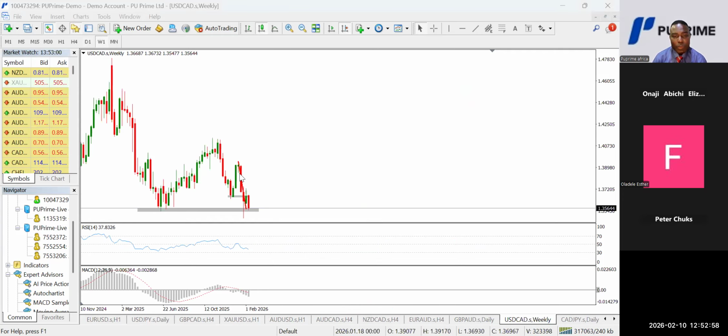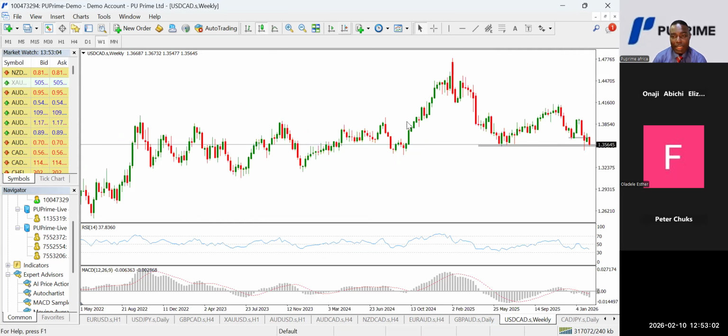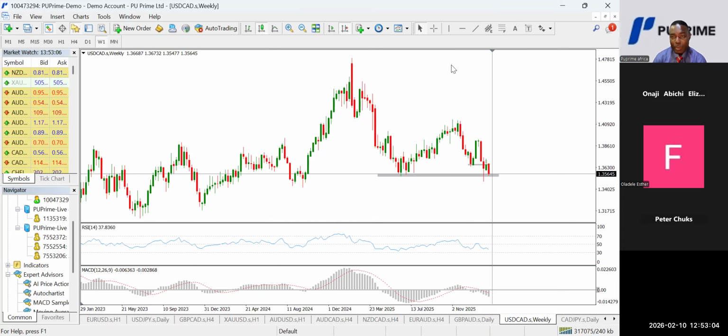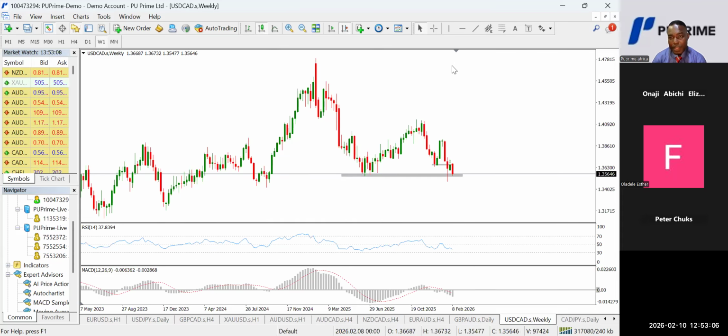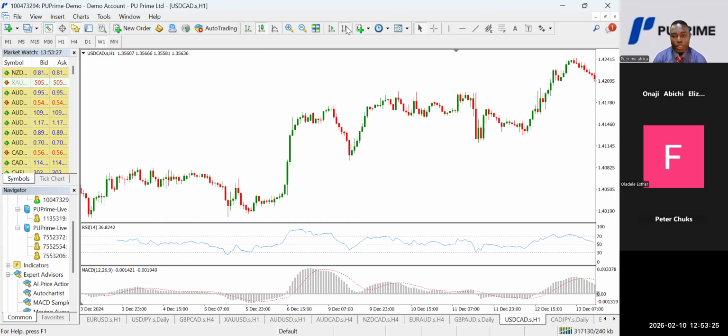You can see that all these pairs with the dollar as the base currency are trending downwards. I said the dollar index is trending downwards, USD JPY, USD CHF, they're trending downwards. So also the USD CAD price in this instance has come back to a previous support level. So technically, we should be looking at a reversal on USD CAD because price has clearly touched that support on the daily time frame.